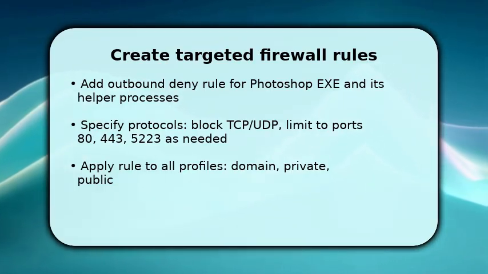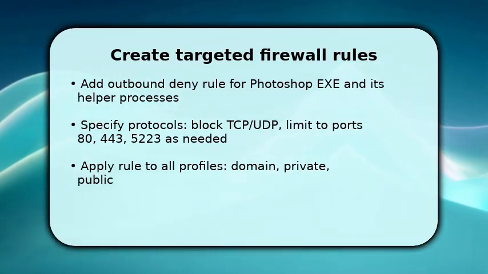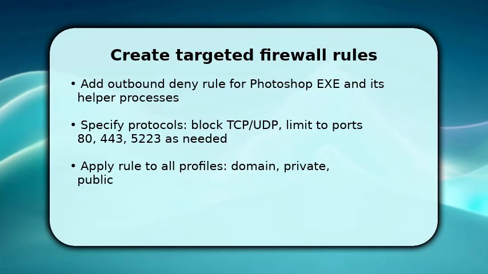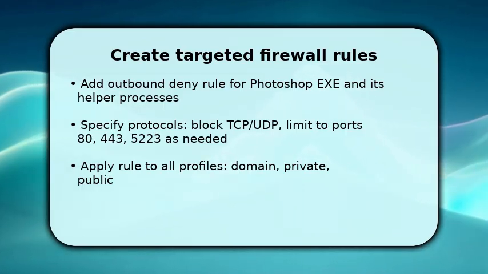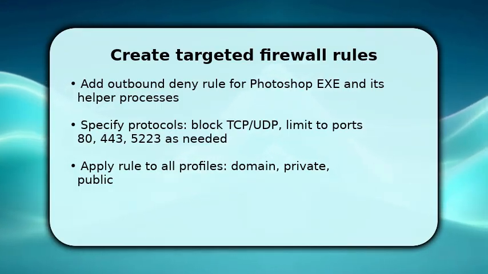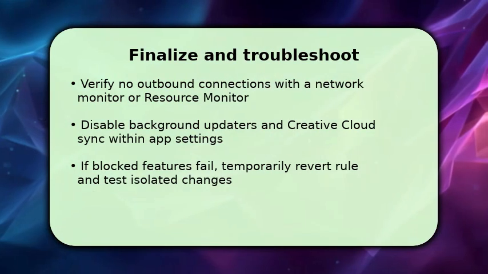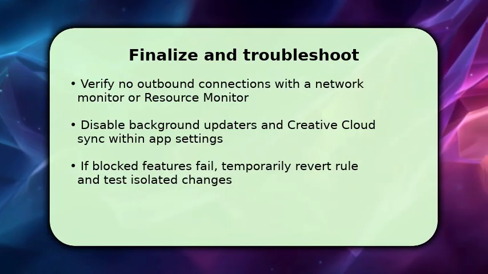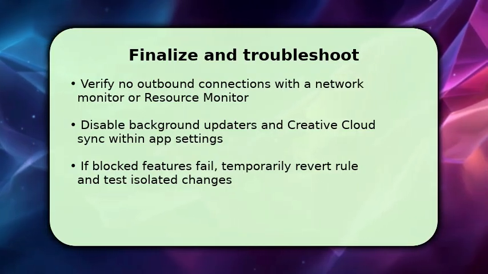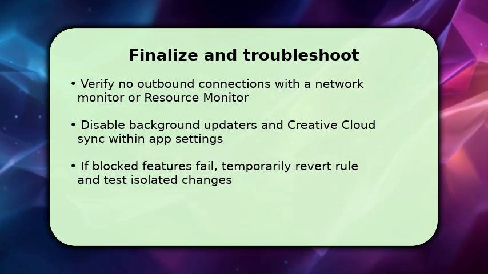Once configured, apply the rule to all network profiles, domain, private, and public, so behavior is consistent. Then test by launching Photoshop and observing network activity with a monitor, or by running a quick connectivity test. Finish by verifying the block using Resource Monitor or a packet capture. You should see no outbound connections from Photoshop.